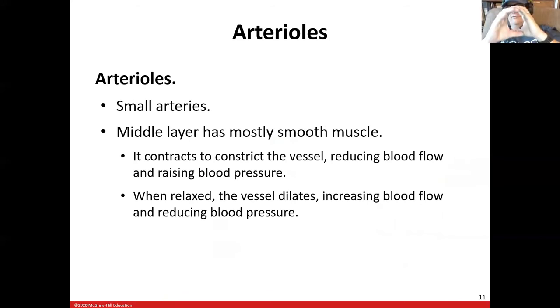It can do vasoconstriction or vasodilation. If it vasoconstricts, you make the whole tube narrower, and that will raise the blood pressure and lower the amount of blood going through. When you vasodilate, you get bigger, lower the pressure, more blood.